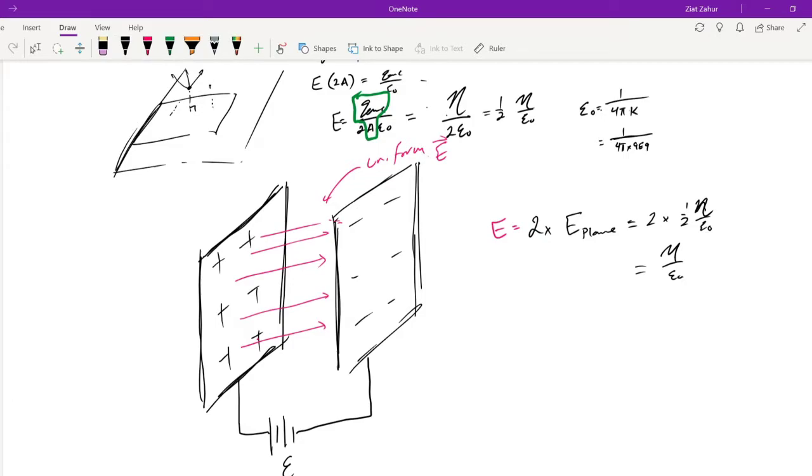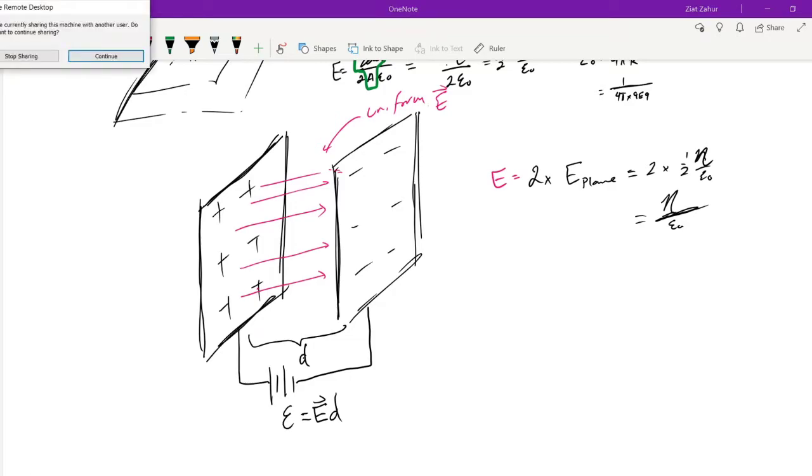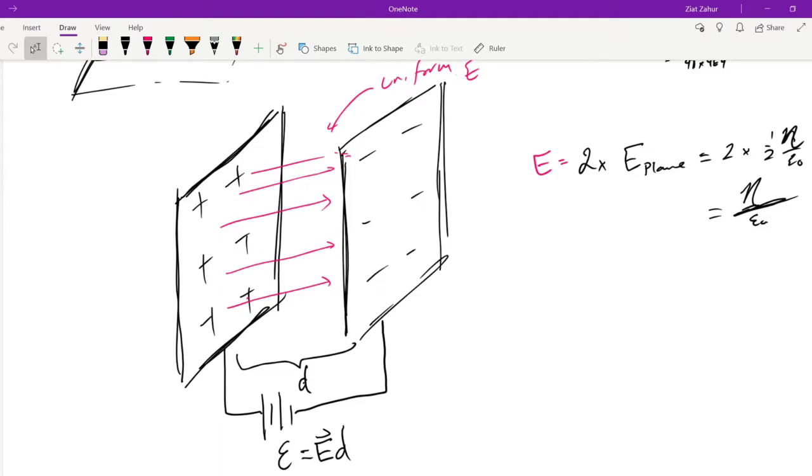This looks like mu, doesn't it? There we go, eta over epsilon naught. But of course you can still use V equals E D, where D is the gap or the distance between the plates. Your traditional one only has air as its dielectric, and then we can change the material, the peanut butter and the jelly in our parallel plate sandwich, to change the amount of stored charge.